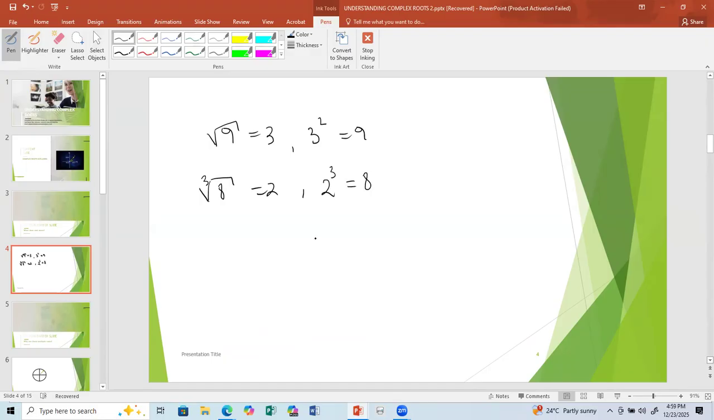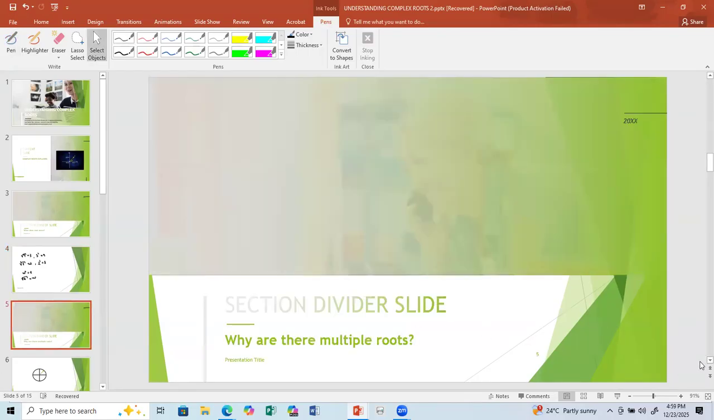For the case of complex numbers, take note that when we say the nth root of a complex number z, we are looking for all complex numbers w such that w to the power n equals z. That is, the nth root of z equals w. In the case of complex numbers, we have multiple roots. Why do we have multiple roots?